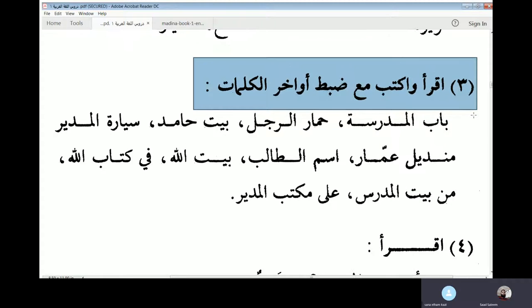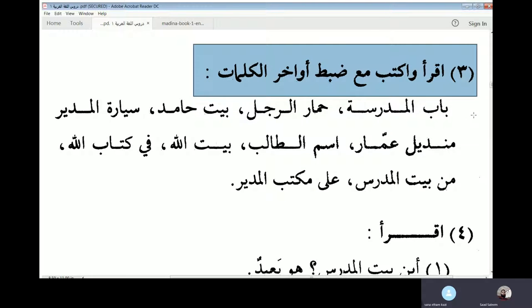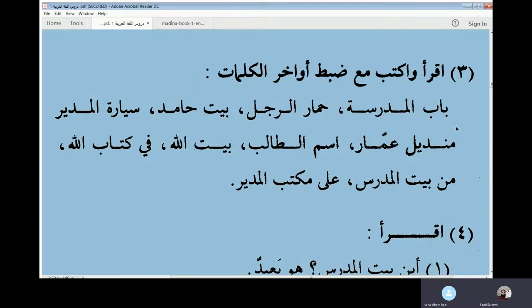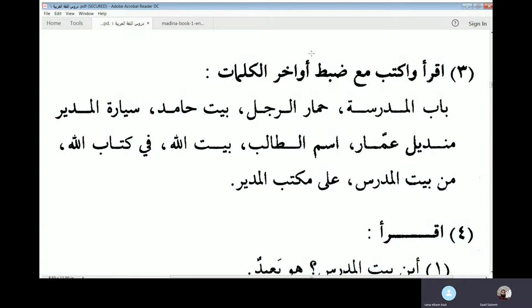اقرأ واكتب ما ضبط أواخر الكلمات. Read and write the following words with correct endings. What is ضبط and what is آخر? ضبط means firmness, and آخر means the ending. Firmness means that we must keep the vowels at the ending; we must read these vowels also. It is necessary for us.